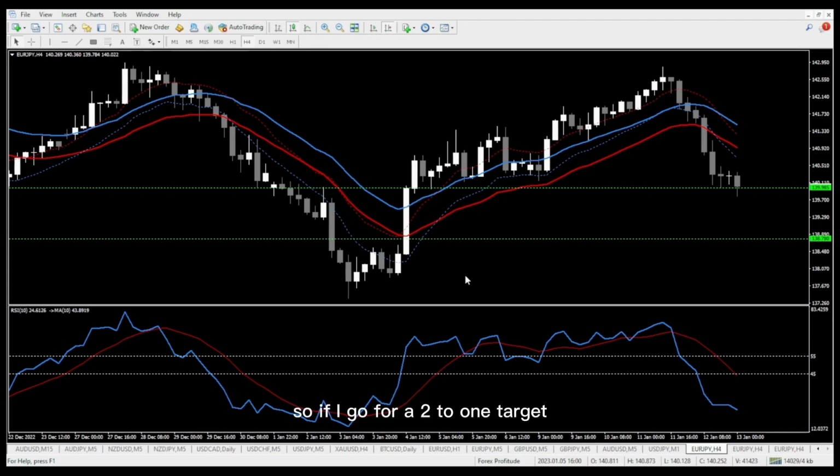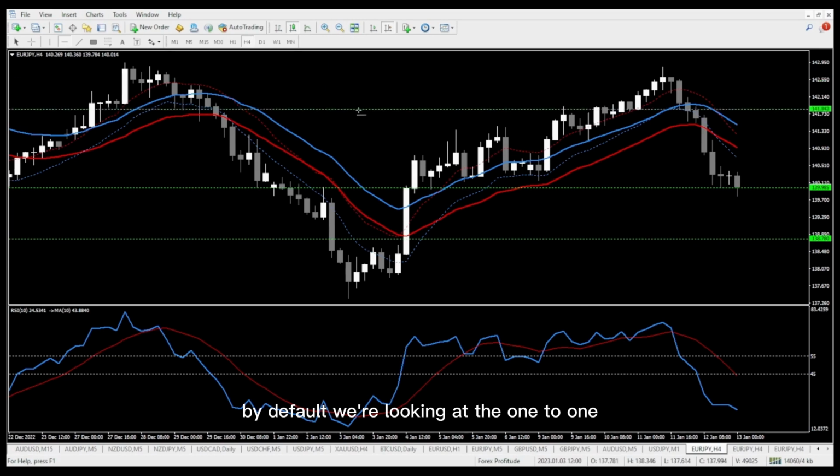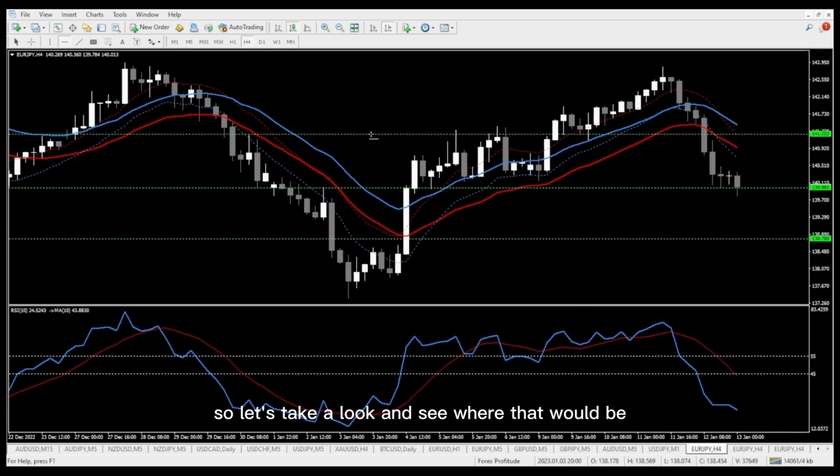So if I go for a 2-to-1 target, and again, it doesn't have to be 2-to-1, it could be 1.5-to-1. If I'm targeting a little bit more than what the stop loss is, then I'm putting that much more of the odds in my favor in order to make money trading. By default, we're looking at the 1-to-1. So let's take a look and see where that would be.